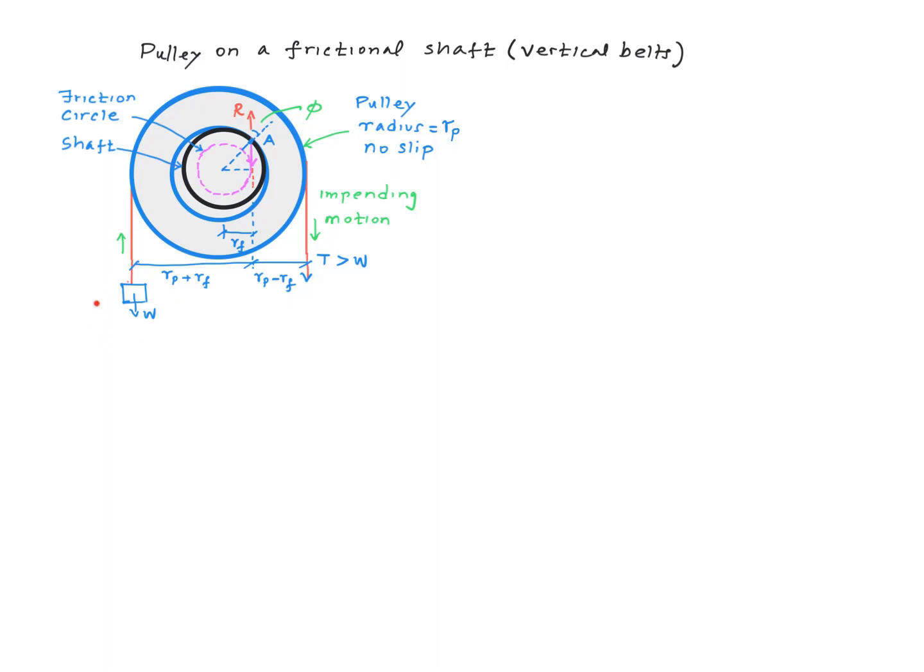A weight W is attached on one side of the belt, and we are pulling with a tension T on the other side. As you might recall from the analysis of flat belts, in problems like this, it's important to understand the impending motion. Let's say we are lifting the weight W by pulling on the belt over here. So the impending motion of the belt is going to be that shown by the green arrows here. The frictional force on the belt, between the belt and the pulley, is going to be resisting this motion, and therefore it's going to be opposed to this tension, right?